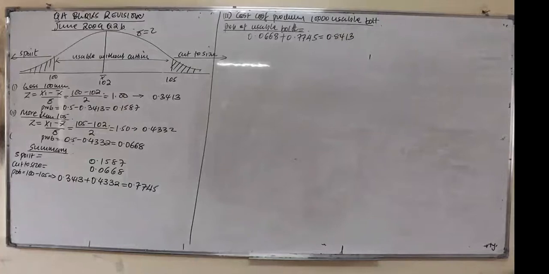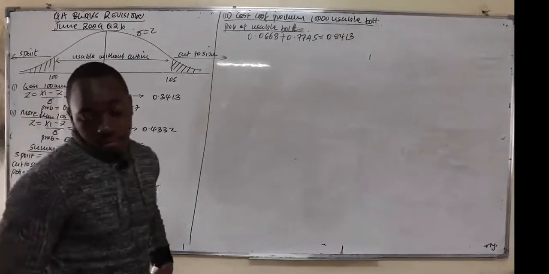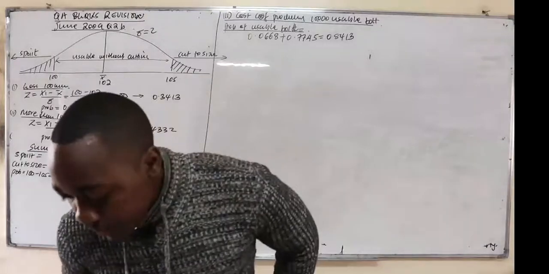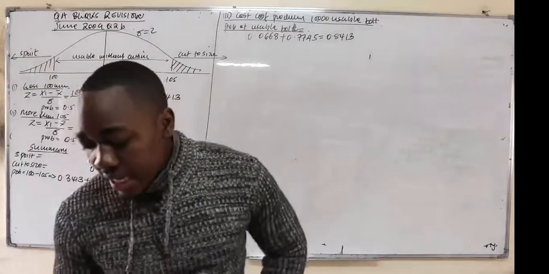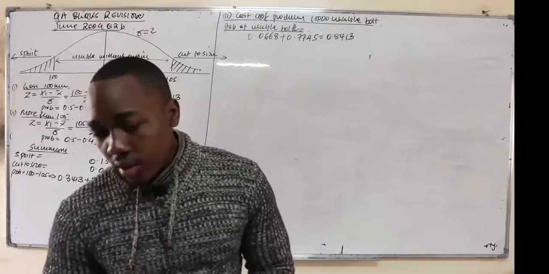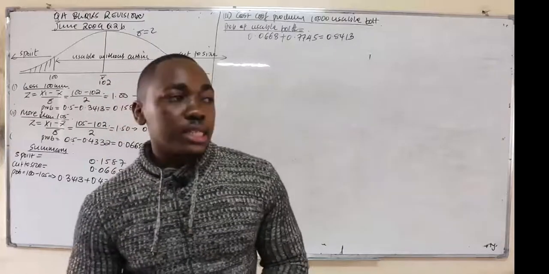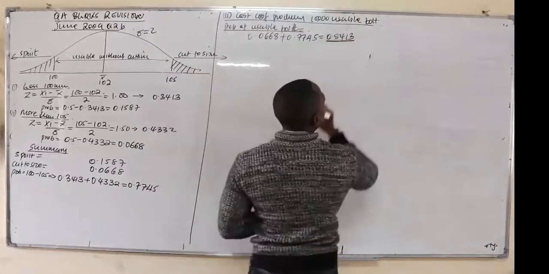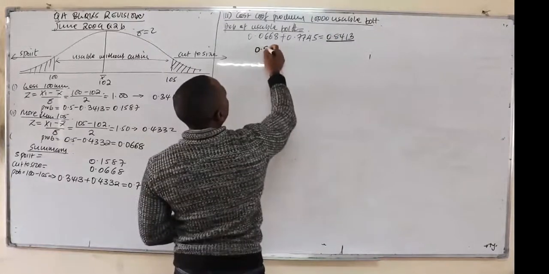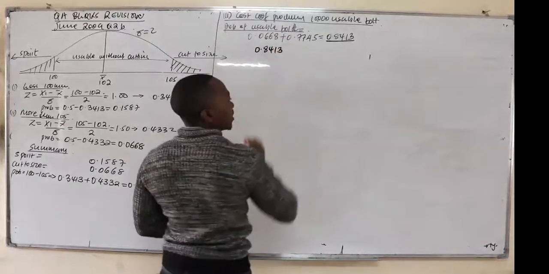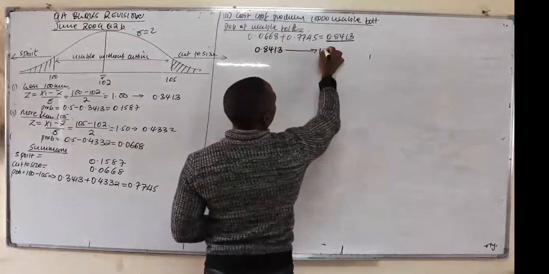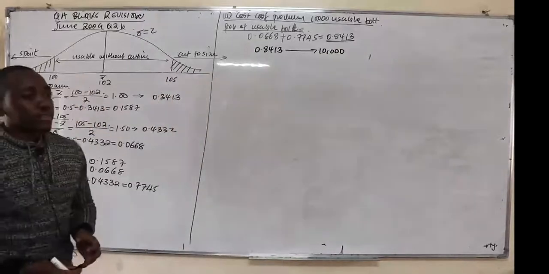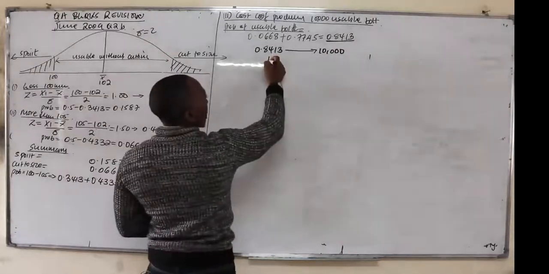So now, can you read the question again? The question was, the expected cost of producing 10,000 usable bolts. Okay. So if this is the probability of producing usable bolts, you'll say that 0.8413 is equivalent to 10,000. What about 1?